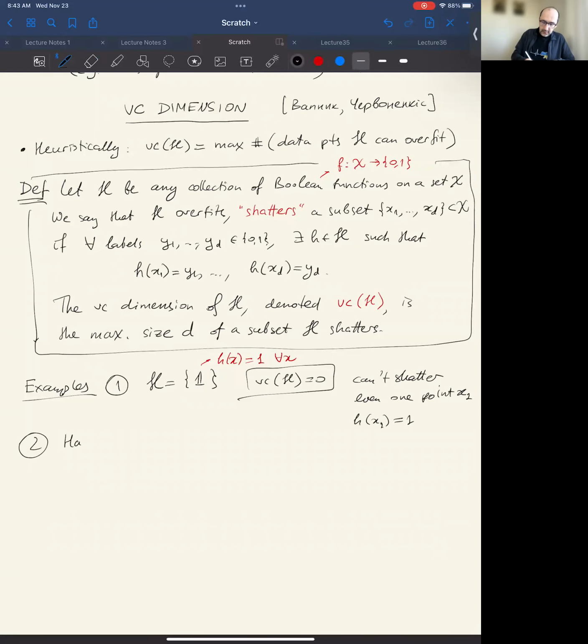Second example, less trivial. Half lines. H is the set of all indicators of the half line. That means, by this one, I just mean the function that's 1 on the set from -infinity to a, and 0 elsewhere. So it's this function. And as we vary a, we have different functions here. Infinite class.